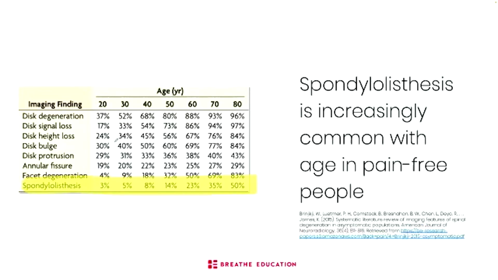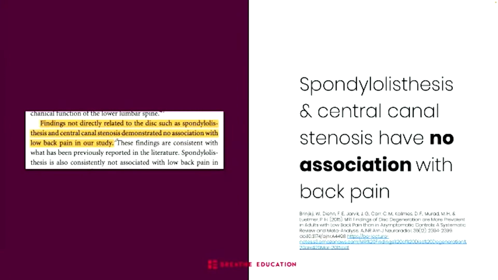So what about people with pain? Do more than 1 in 7 people with pain have a spondylolisthesis? Well, the answer is no. So this was a separate systematic review and meta-analysis where they looked at the incidence in people with pain, compared that to the incidence in people without pain.